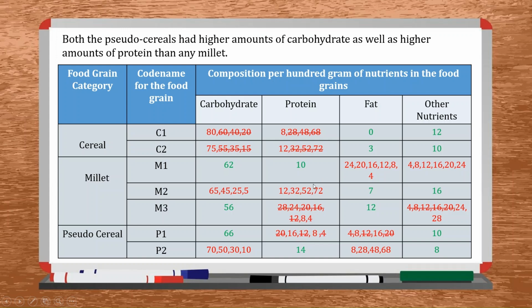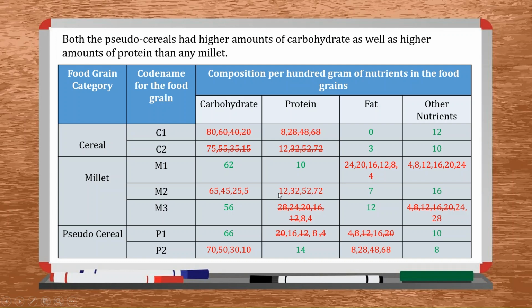Else, if we take 8, then millet M1 has 10 grams of protein. So 8 will be less than 10. That's not possible, so we'll have to go for 16 for pseudo cereal. If protein in P1 becomes 16, then the protein in M3 will become 8, because it's exactly half as per the first condition. And the amount of protein in millet M2 can be only 12, because if it is more than 12, like any of the other possible values like 32, 52, or 72, then that would be more than the pseudo cereals, which is not possible according to the given case.